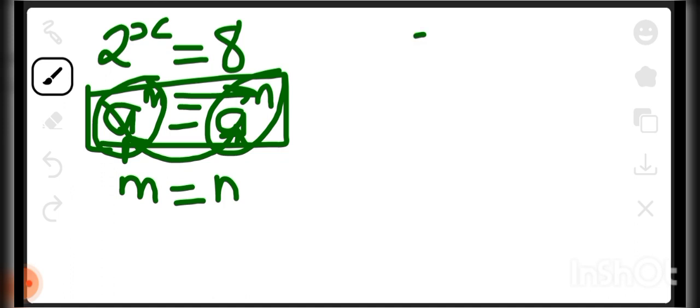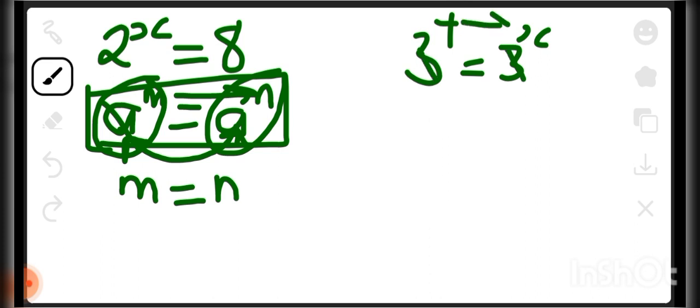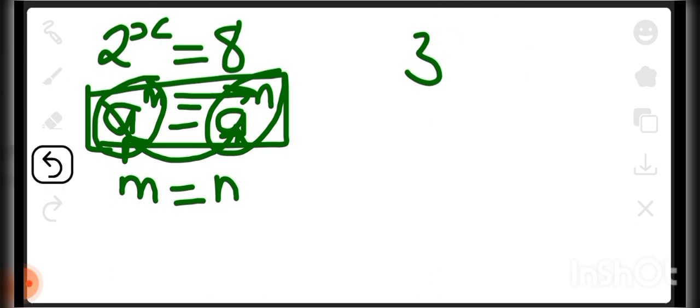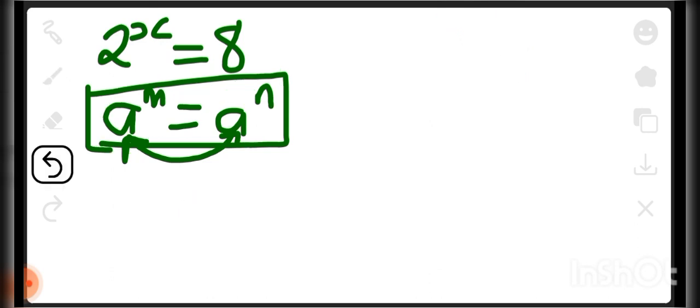So if you have something like this, and let's say 3 raised to power 4 is equal to 3 raised to power x, what you do, you ignore the bases and equate the power. So x will be equal to 4. That's what I'm trying to say. So let's go with this question now to see what we are going to have.